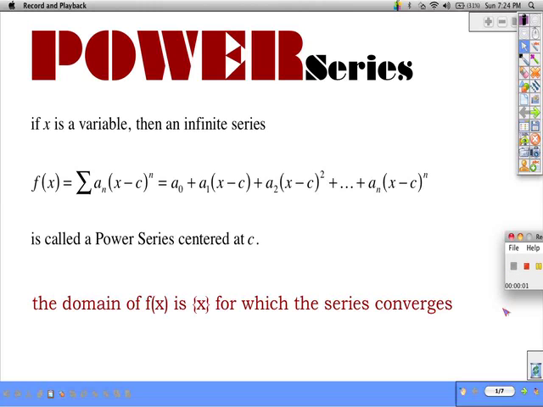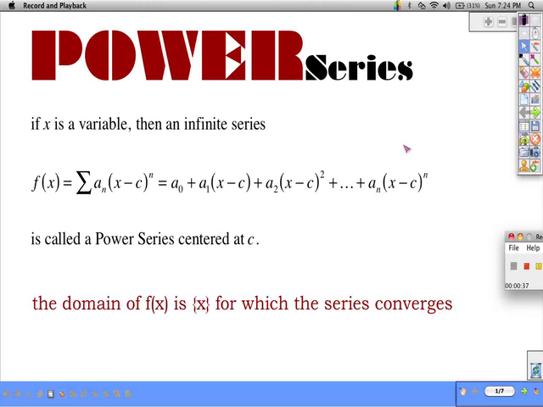This section deals with a power series. And what we're looking at is a polynomial to equal a function. And if we look at an infinite polynomial, you can see that this is essentially just a Taylor series. And because each term is a power, we call this a power series centered at C. The domain of this function is the set of x's for which the series converges.